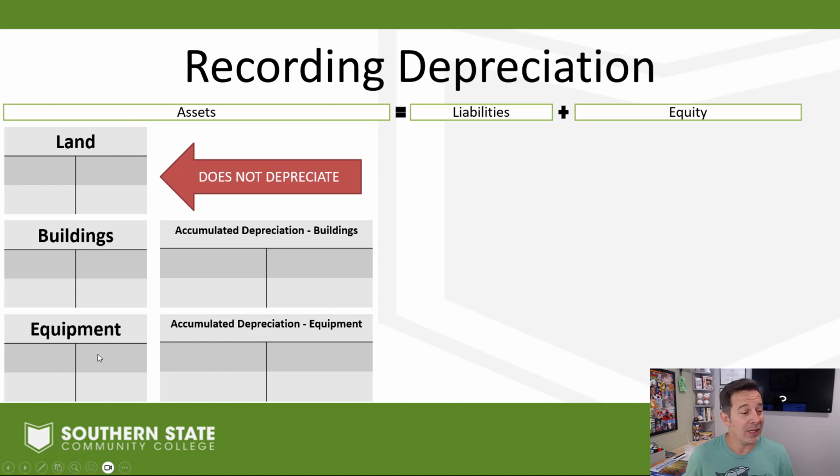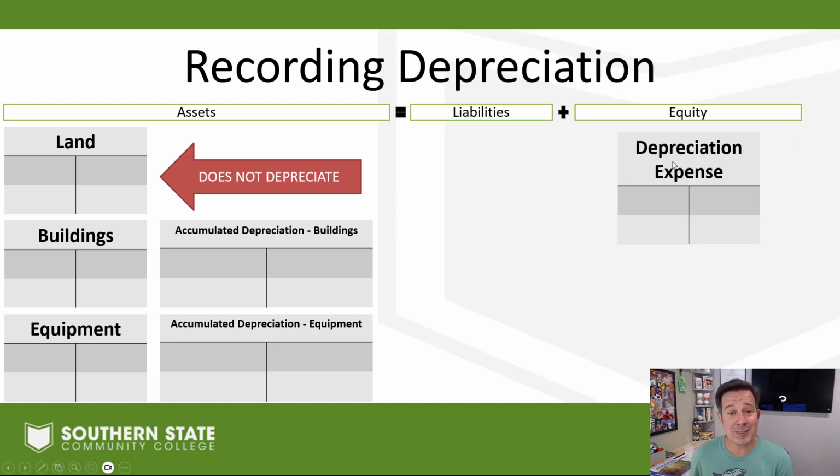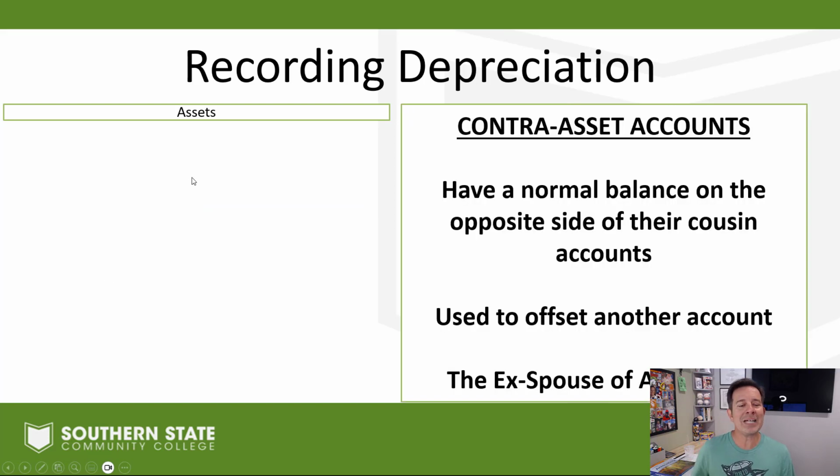Buildings and equipment, we do depreciate them. So both of those will have a cousin account called accumulated depreciation. And over on the expense side of the equation, we'll have depreciation expense. Alrighty. So those are the accounts in play. And I want to take a second to talk about the accumulated depreciation accounts, because like I mentioned, they're kind of cousin accounts to the other property accounts here. And we actually call them contra asset accounts.